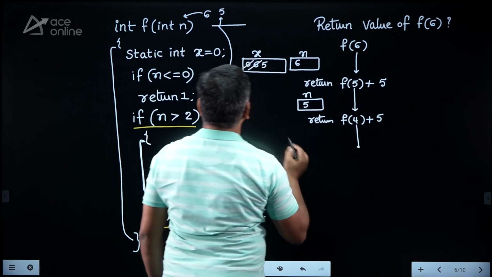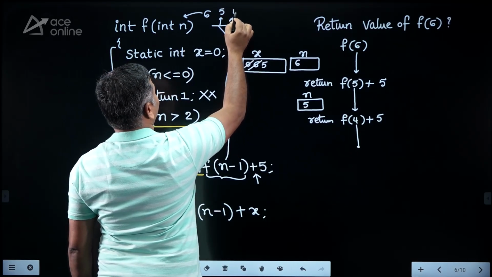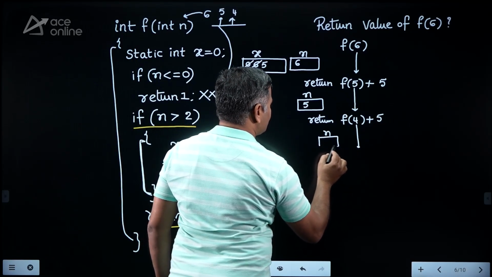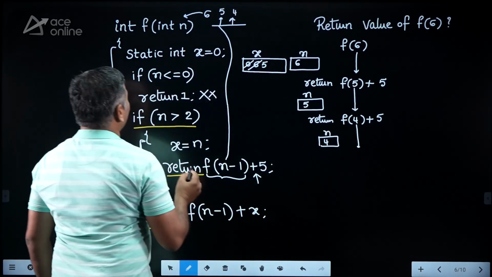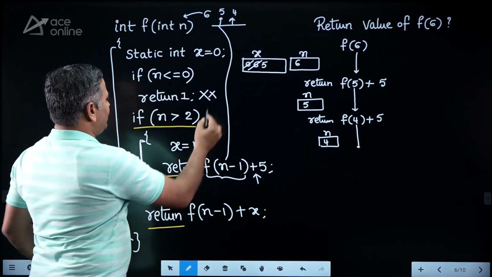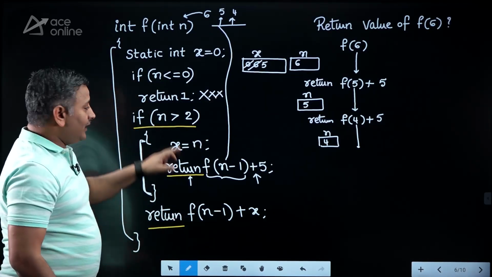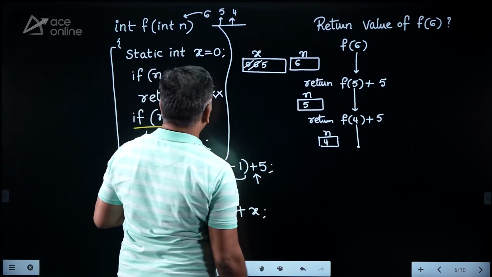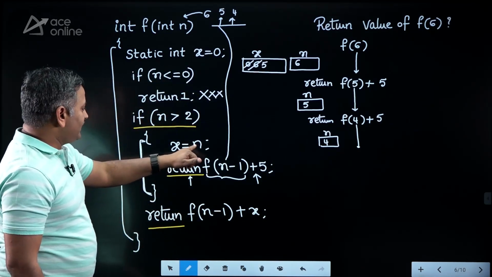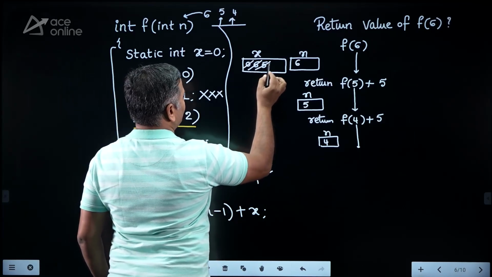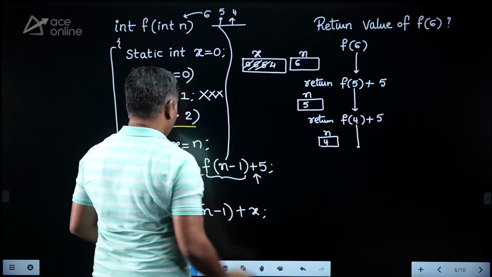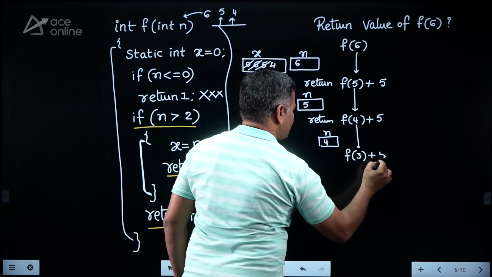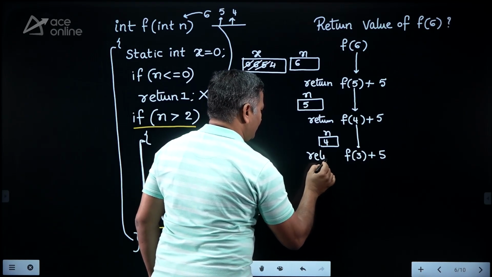Now if I call this function by passing input equal to 4, again a new variable n will be created, n is equal to 4. The base condition n less than or equal to 0 fails, therefore we can check n greater than 2. Yes, n value equal to 4, 4 greater than 2, condition satisfied. Again the content of n is copied into x, so x equals 4. Afterwards return f of n minus 1, that is f of 3, plus x, and then the return statement.